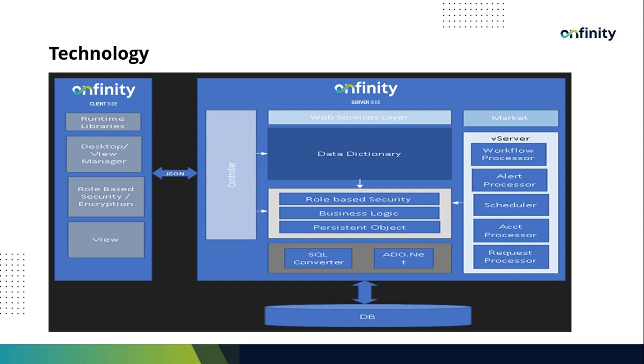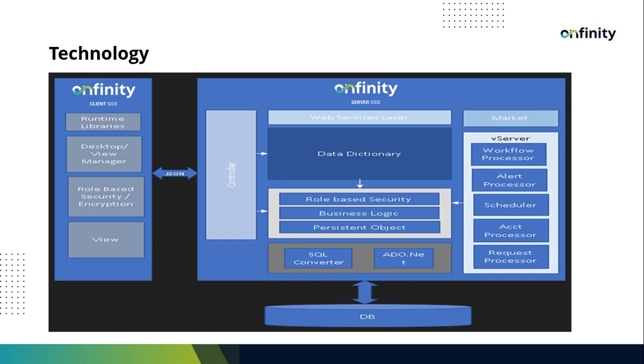If we understand the architecture of the Onfinity framework, on the client side, we have runtime libraries, a desktop manager, and view manager classes. Role-based security, encryption, views, and partial views are present. Data is passed from the client side to the server side in JSON format to the controllers. On the server side, we have the web services layer and a data dictionary that handles the user interface and the back-end logic of the framework.